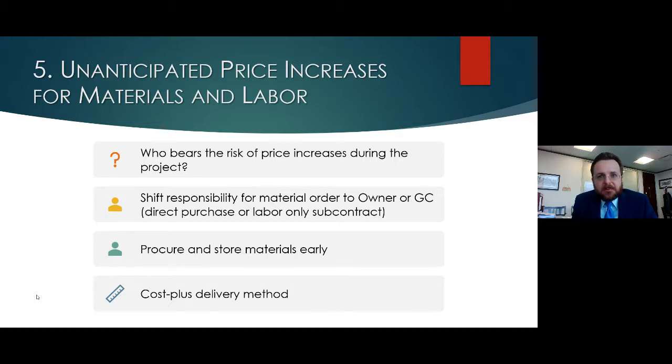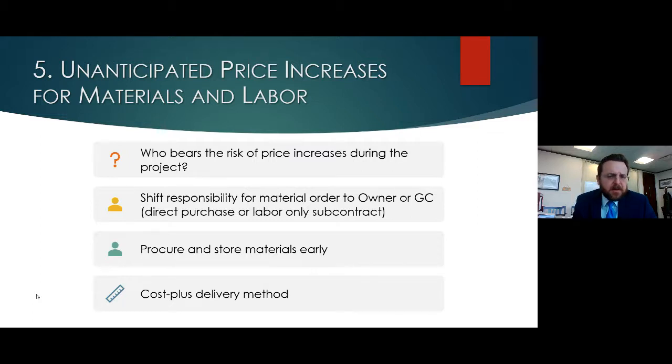If you are at risk for the price increases, try to procure your materials early and get them stored on site early. Talk about that with the owner and the general contractor. Let them know that prices are predicted to go up, and in order to lock down those prices at current prices, you need to buy them now, and you need somewhere to store them now. So that's a good practice pointer if it's feasible for your project.